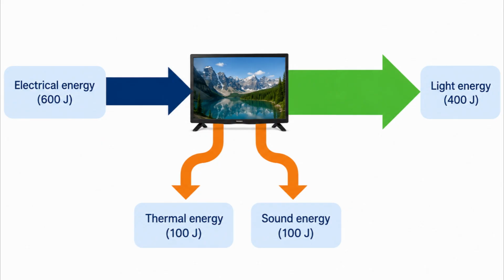Altogether, the outputs still equal the input energy. 400 J plus 100 J plus 100 J equals 600 J, showing that energy cannot be created or destroyed, only transferred from one form to another. This diagram also demonstrates that a device usually produces more than one type of energy output, with some energy being useful and some being transferred to the surroundings.